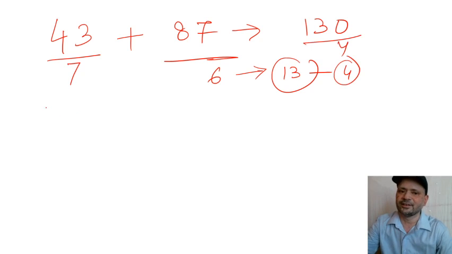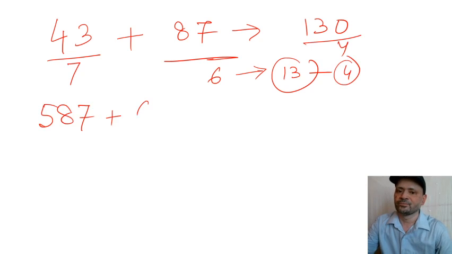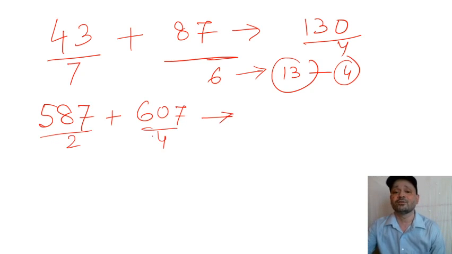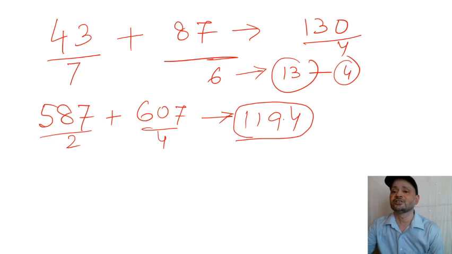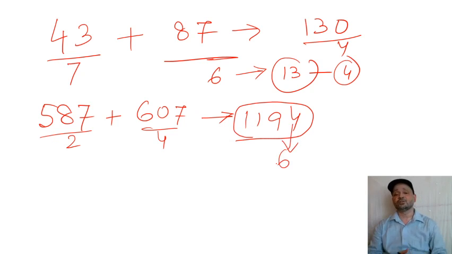Similarly, you can have numbers like 587 and 607. Suppose its behavior is 2 and its behavior is 4. Whatever you are getting on adding, its behavior must be 6. If you add them, it will be 1194. If you add these digits, it will have a behavior of 6. So that way you can check when you add the numbers.